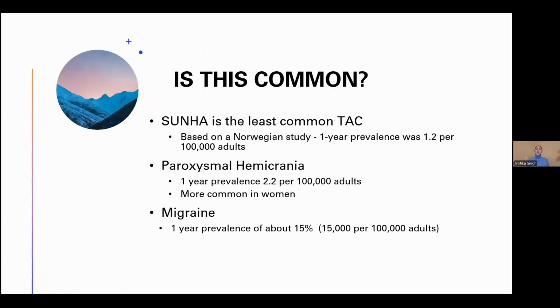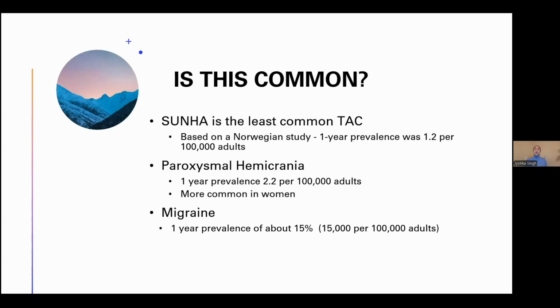Is this common? Are these headache disorders common? And the answer is actually no, they're pretty uncommon. There's a Norwegian study that showed the 1-year prevalence for SUNHA is about 1.2 per 100,000 adults. So that's a very low percentage. Paroxysmal hemicrania is a little bit more common based on the same study, 2.2 people per 100,000 adults. Paroxysmal hemicrania is more common in women.